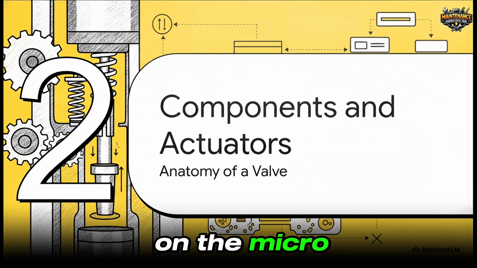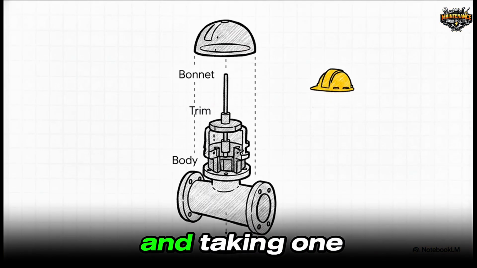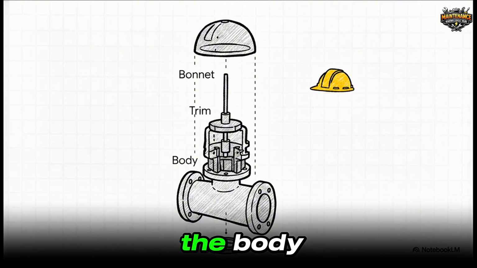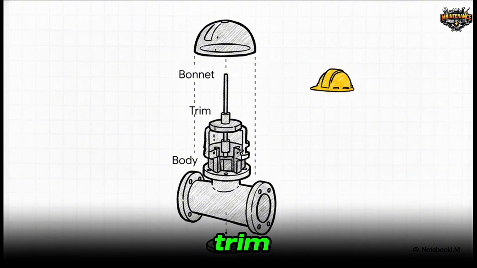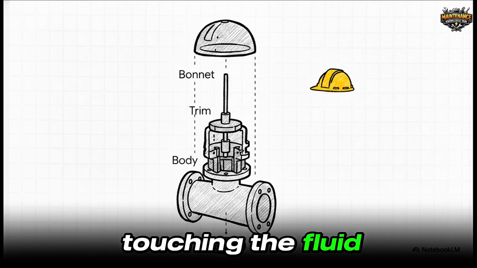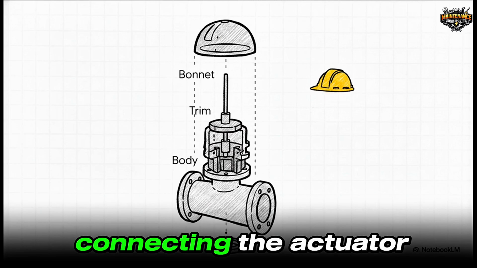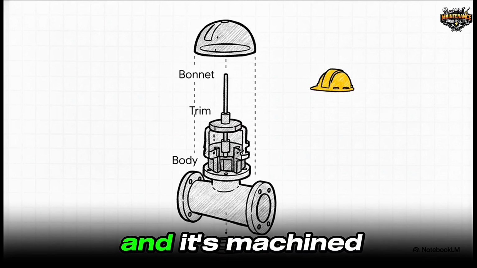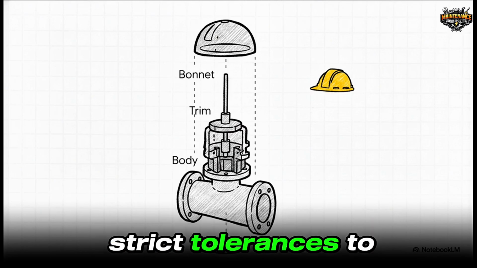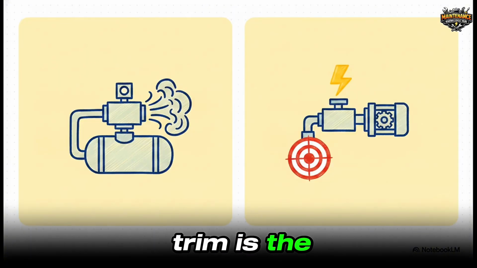Let's zoom in on the microanatomy of a valve. Imagine we're walking right onto the plant floor and taking one of these apart. First, you've got the body, which is this heavy, tough, pressure-retaining shell. Inside is the trim. These are the core parts actually touching the fluid. The bonnet seals the whole assembly up tight, while the stem acts as the bridge connecting the actuator to the inner valve. And finally, the seat. This is where the moving part seals to totally shut off flow, and it's machined to insanely strict tolerances to meet specific leakage classifications.